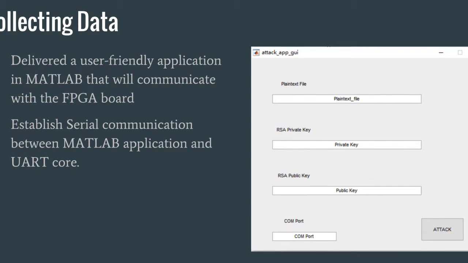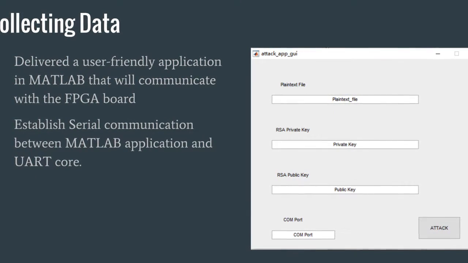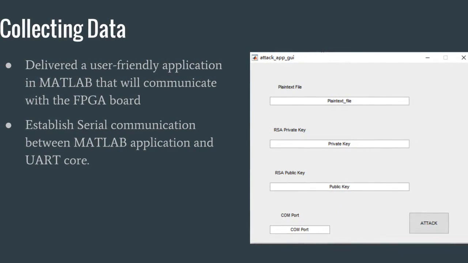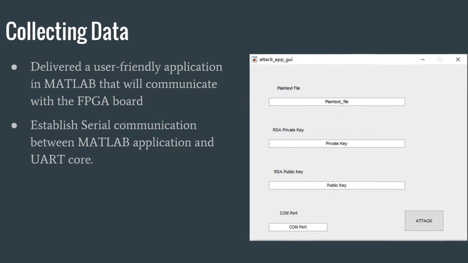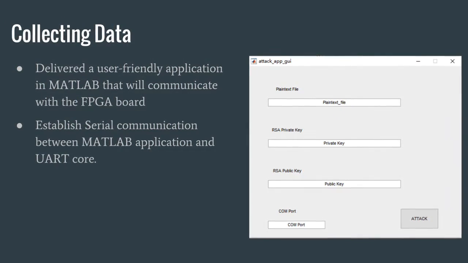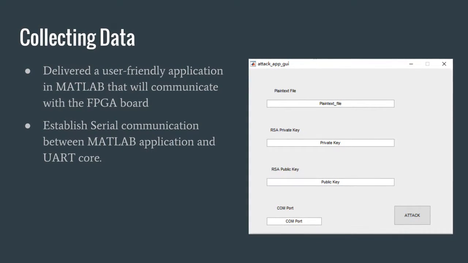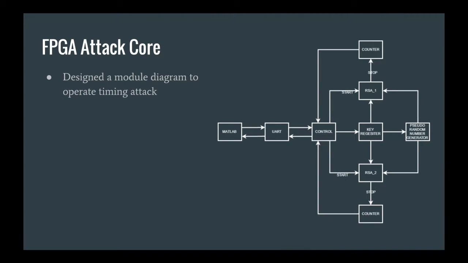Hi, my name is Chen, and I'll go over our FPGA implementation and the data that we've collected. We first wrote a GUI in MATLAB to communicate with the FPGA. This allows us to send the key to the FPGA core for testing. It would also store the cycle counts that the FPGA reports back. The attack core will use the key to encrypt data generated by a pseudo-random number generator. As the encryption is running, the counter is counting the clock cycles. Once the RSA core indicates that it has finished, the counter stops and the clock cycle count is sent back to MATLAB.